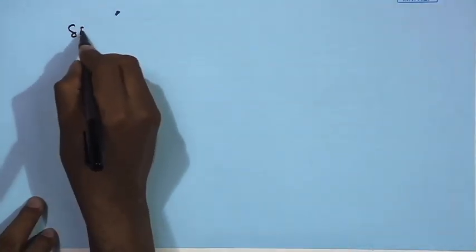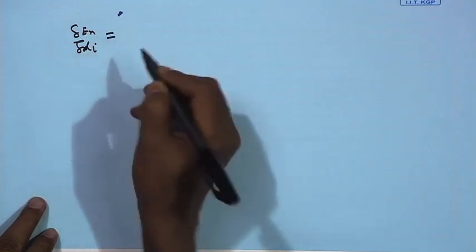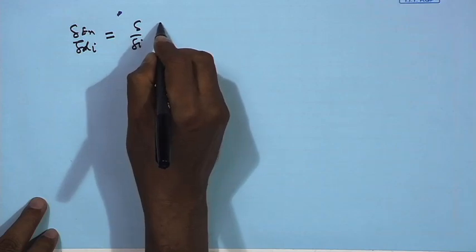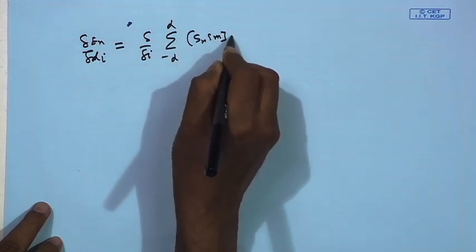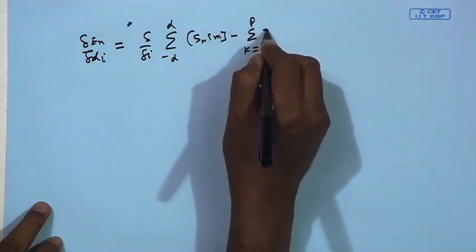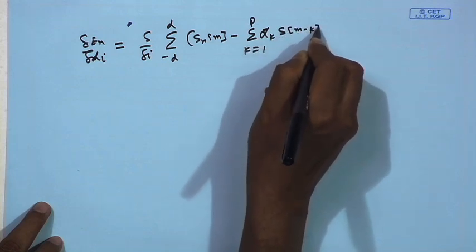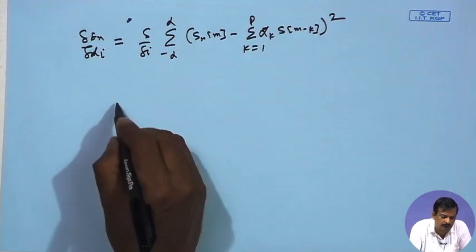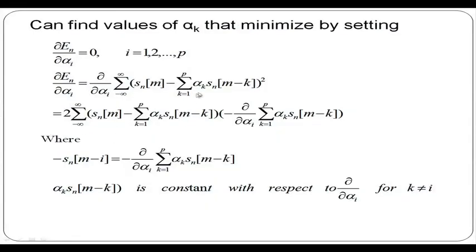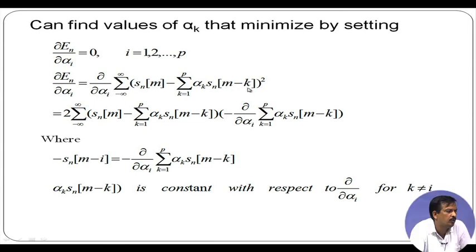So, del E n by del alpha I is equal to del by del alpha I of the sum over m from minus infinity to infinity of S n m minus the sum over k equal to 1 to p of alpha k s of m minus k, squared. I just put the value of E n. If I take the derivative, I am not deriving it on paper; if you see the slides, for a minus b whole square I get 2 into the whole function, again multiplied by minus d by d alpha I of the sum over k equal to 1 to p of alpha k s n m minus k.